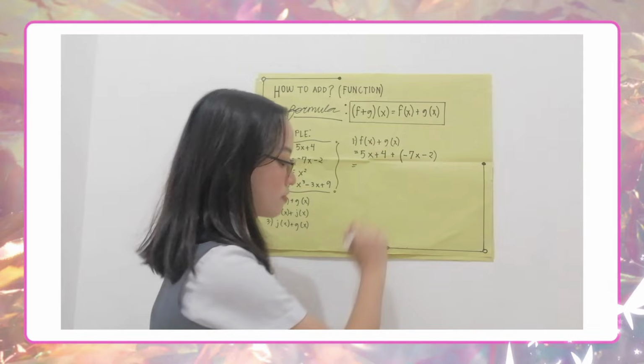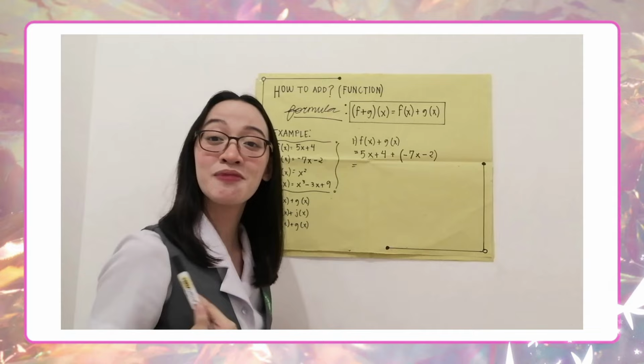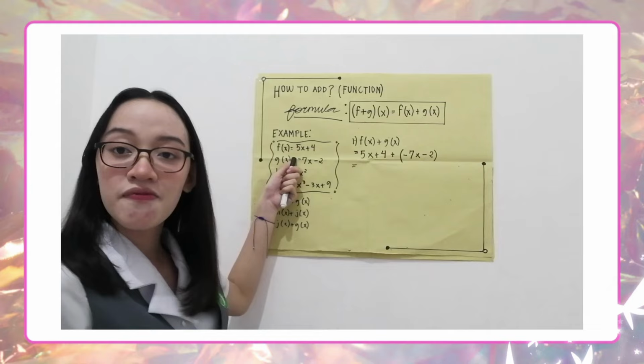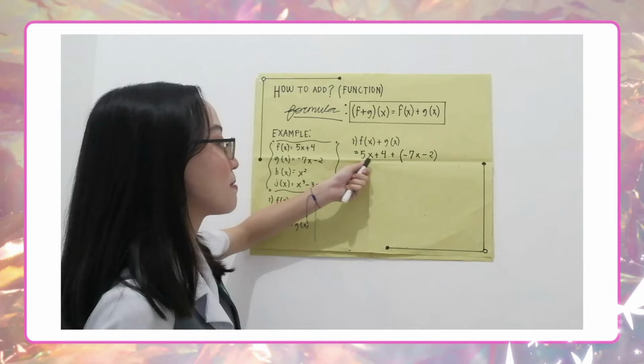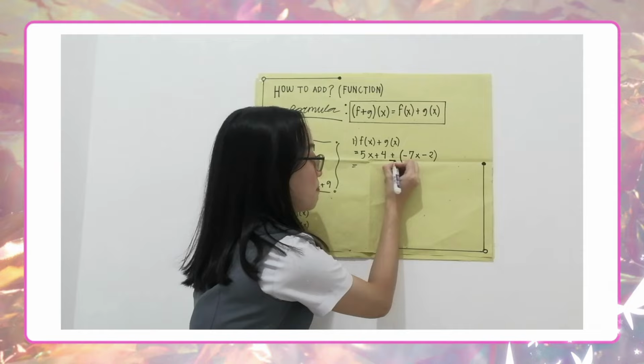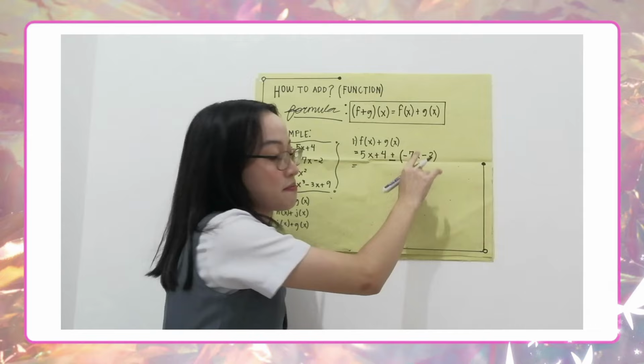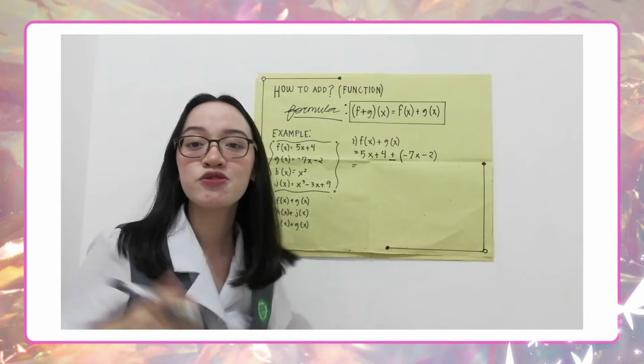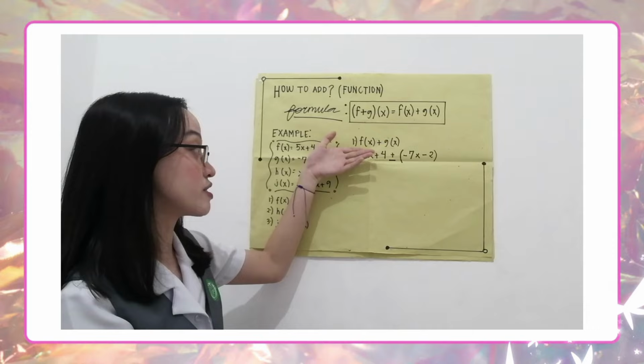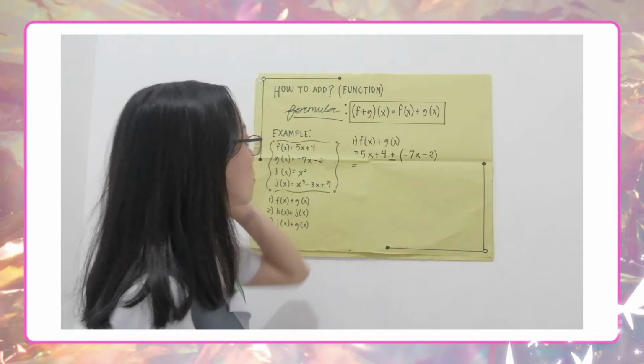So, ganto. Lalagay muna natin yung formula para hindi tayo malito since mag-start pa lang tayo. And then, pag nilagay na, ilalagay din natin itong given na nasa example. So, yung F of X, ipapalit mo ng 5X plus 4. Then, ilalagay mo yung symbol na plus. And then, papalitan mo rin yung G of X ng negative 7X minus 2. Sinubstitute lang natin, yun yung tawag ng substitute. Yun yung pagpapalit ng words into numbers. And then, we can now solve for it.